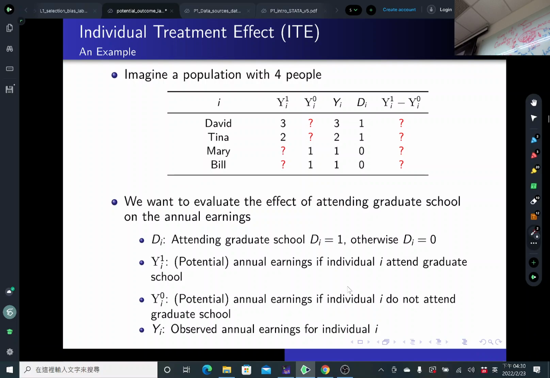But if we want to know the causal effect of attending grade school on David's earning or Mary's earning, we need to compare their y1 and y0. We need to compare the annual earning if this person goes to grade school and if not. So we cannot really get the causal effect for each individual.